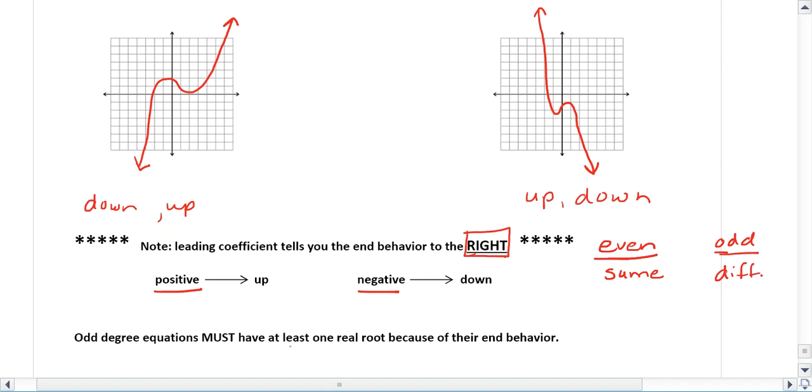And because of that, in odd degree equations, because their end behavior is one up and one down, they must have at least one real root, meaning where it crosses the x-axis. It's always going to cross once, so that's kind of a benefit for us. We always know we can find a real root because of their end behavior. There is always at least one x-intercept, which gives us that real root.